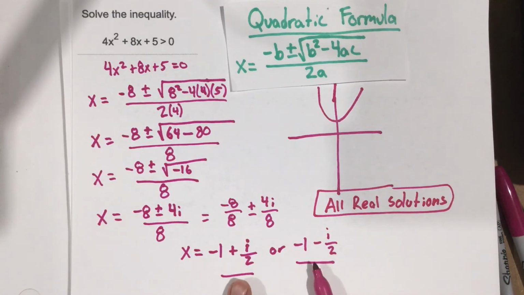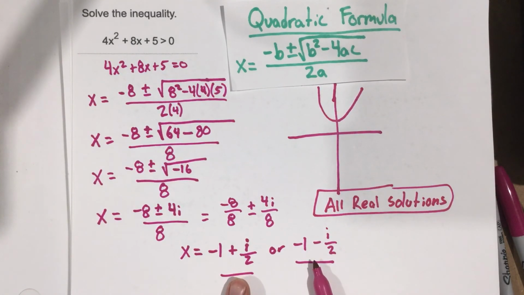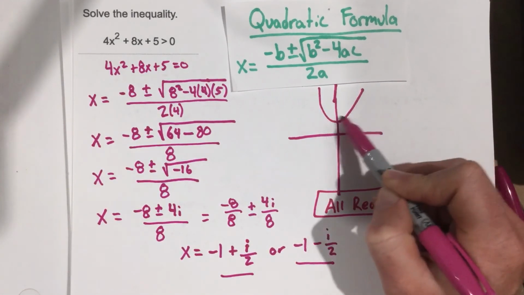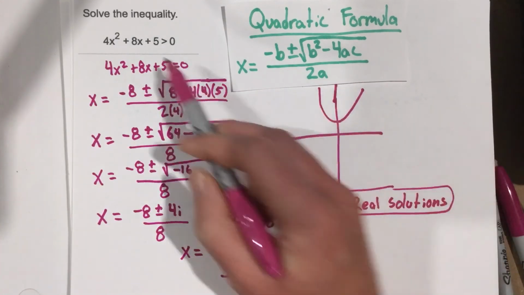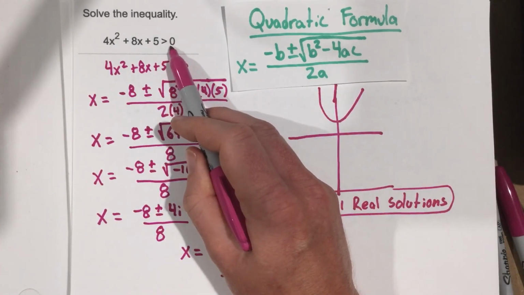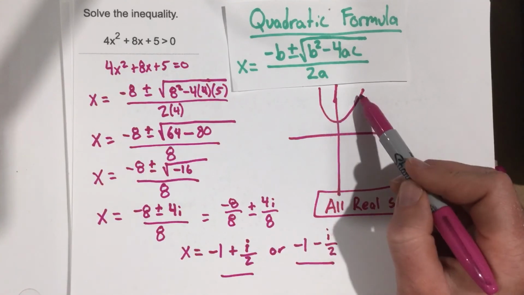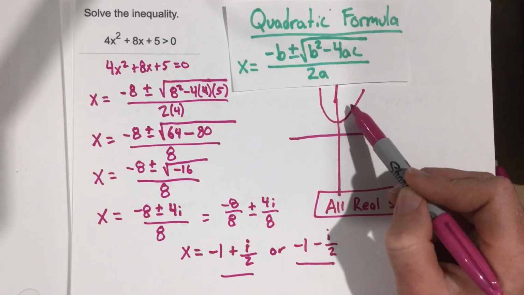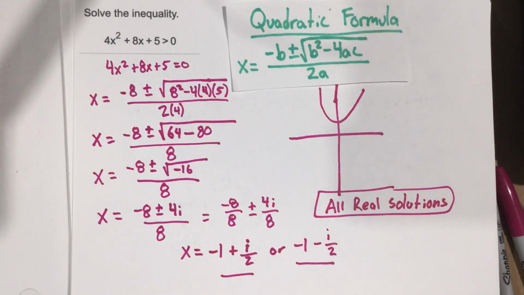So we have two complex roots, and the two complex roots tell us that the graph looks like this. Because we know the graph looks like this, and our inequality sign is greater than 0, we know that the quadratic has all real solutions because it's always above 0. Hope that makes sense.